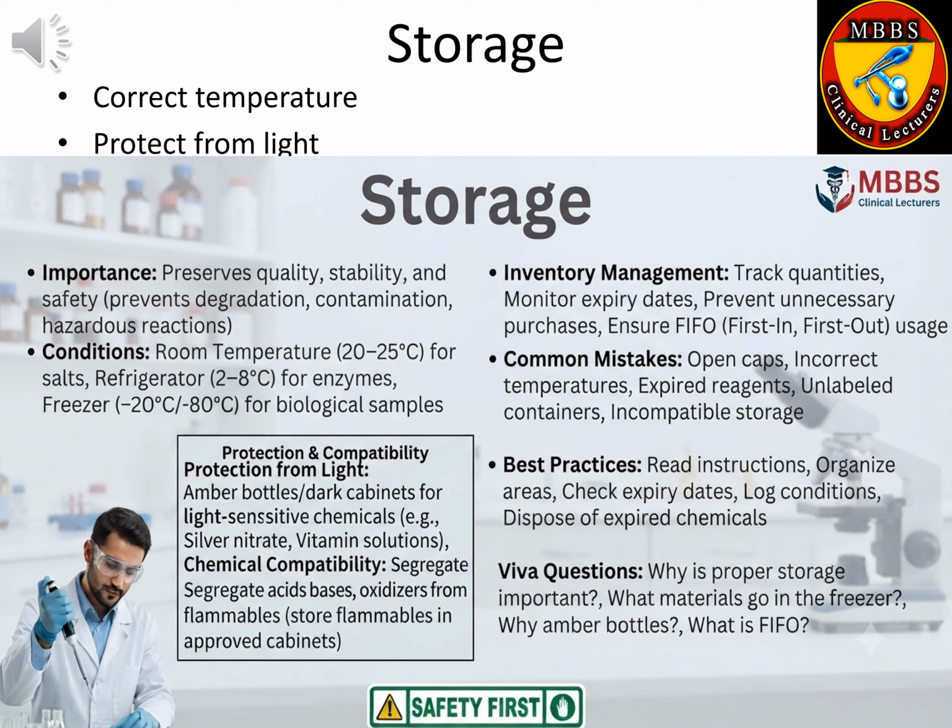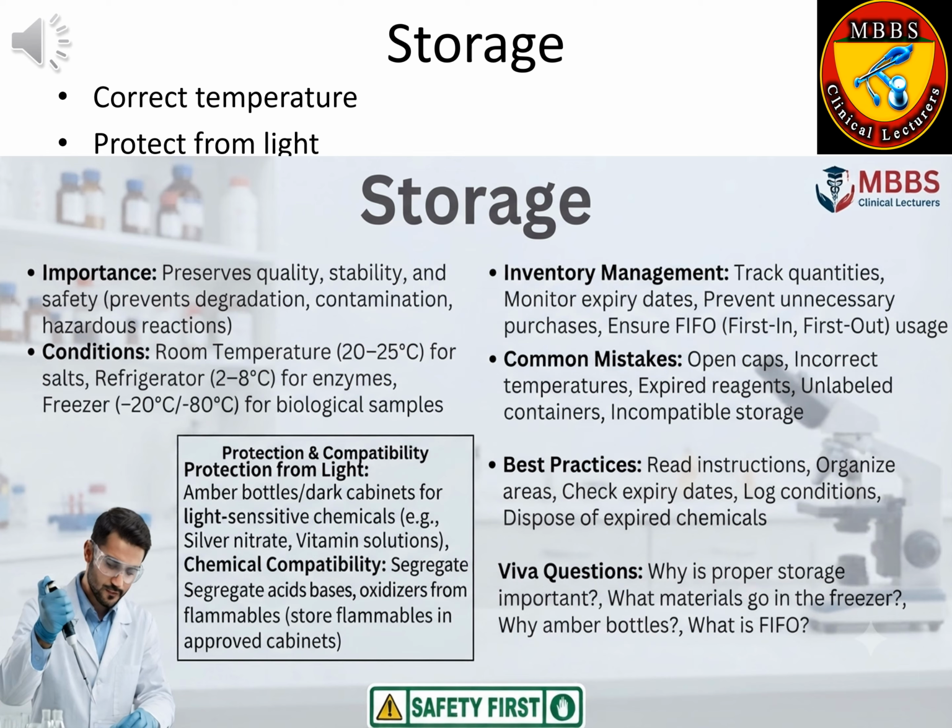Room temperature, 20 to 25 degrees Celsius: stable chemicals and salts. Refrigerator, 2 to 8 degrees Celsius: enzymes, antibodies, and many biological reagents. Freezer, minus 20 degrees Celsius or minus 80 degrees Celsius: DNA, RNA, proteins, and long-term biological samples.